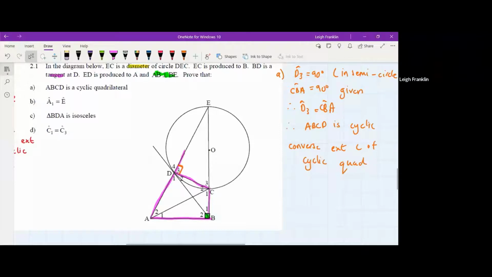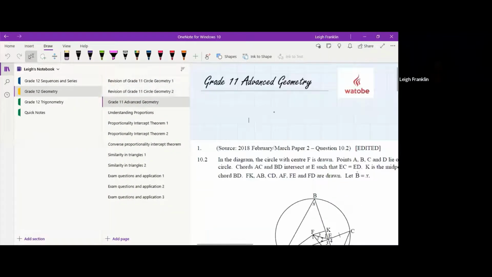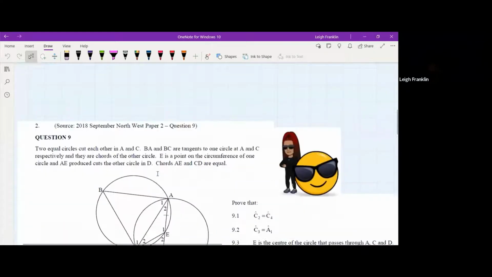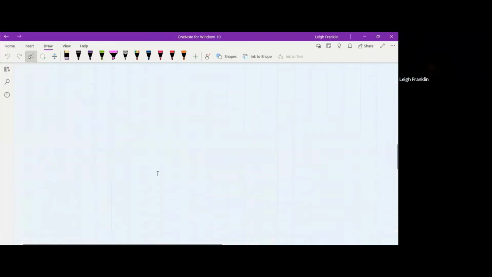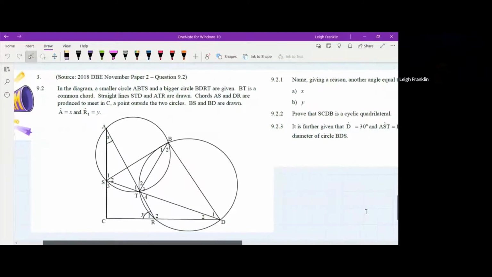Cool. So let's go and have a look at a slightly more difficult question. All right, so we're going to go here. Okay, this is the one that I would like to start with. Right, so this comes out of a matric paper, in fact, in 2018, and that's where I've copied and pasted it from, right? So this is the sort of thing that you can expect, all right?